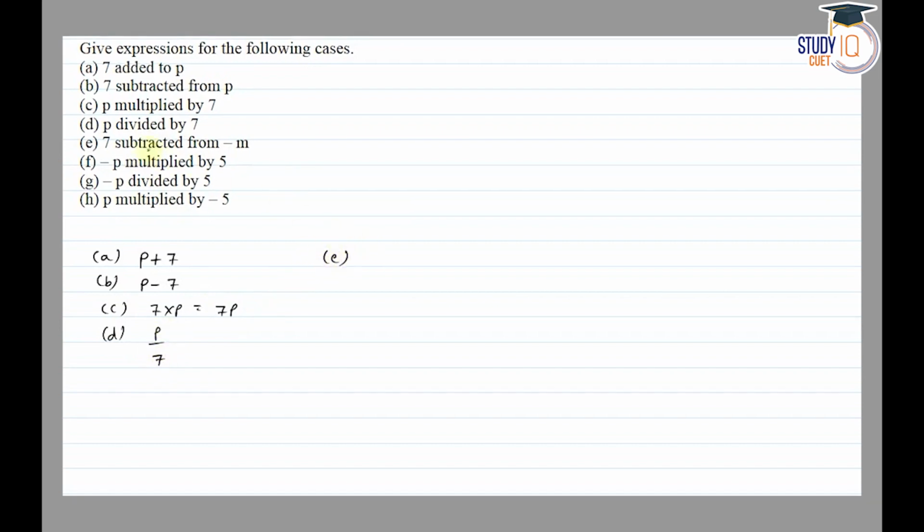E. 7 subtracted from minus M. So minus M minus 7. F. Minus P multiplied by 5. Minus P into 5. So there are minus 5P. G. Minus P divided by 5. So there are minus P by 5.